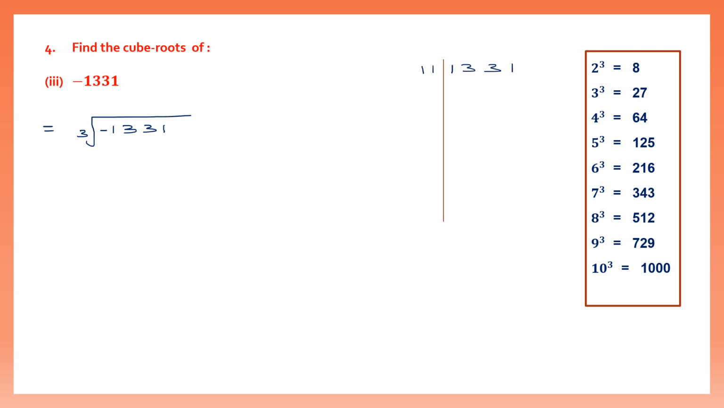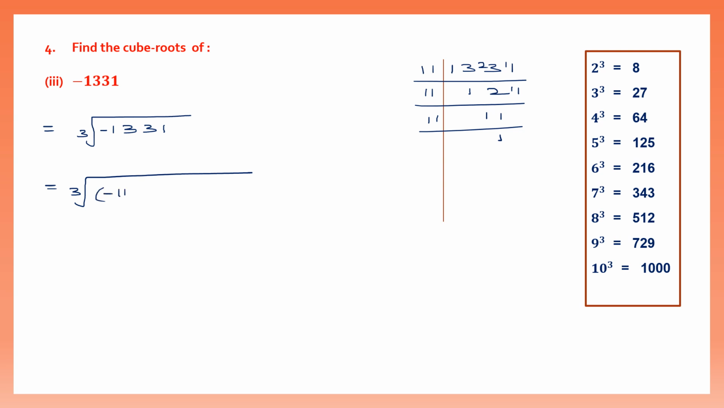1331. Now let's use 11 here. 11 ones are 11, 11 twos are 22, there's 1 left, so 1. Again we are dividing it by 11, 11 ones are 11 and then 1 goes there, so 11. So again 11 ones are 11. So here what have we got? Instead of minus 1331, we are going to write 11 into 11 into 11, all with a negative sign. So negative 11 into negative 11 into negative 11.